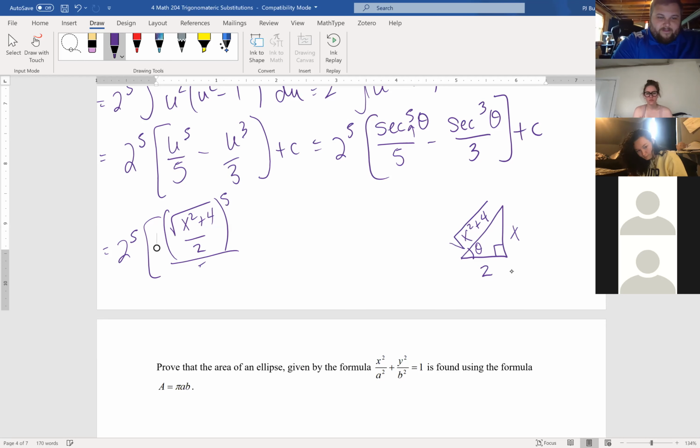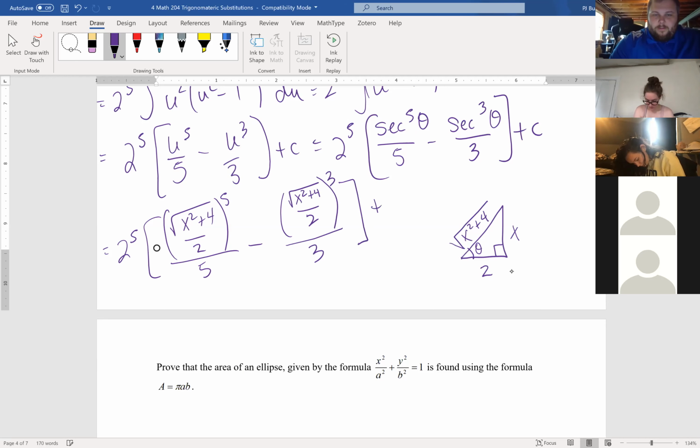All divided by 5. Minus, plug in the same thing for secant again. All cubed this time, right, because it's secant cubed. All divided by 3. And plus c.